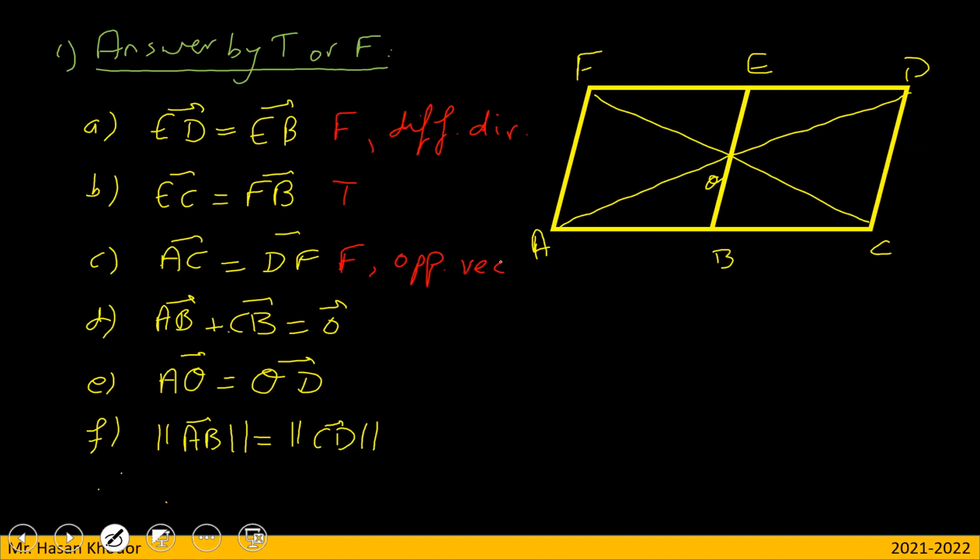Now, what about AB plus CB equal to zero? Is this true? True or false? Let's see. This is AB, and this is CB. They have opposite senses. But they are opposite vectors? There's a difference between opposite senses and opposite vectors.